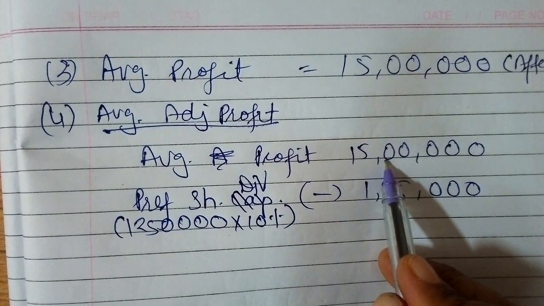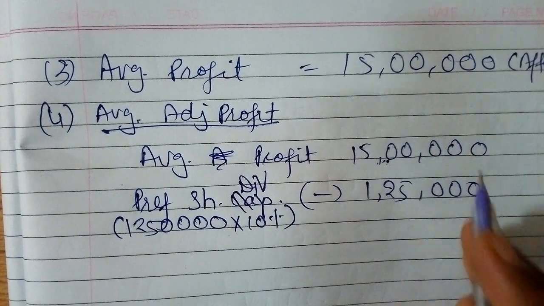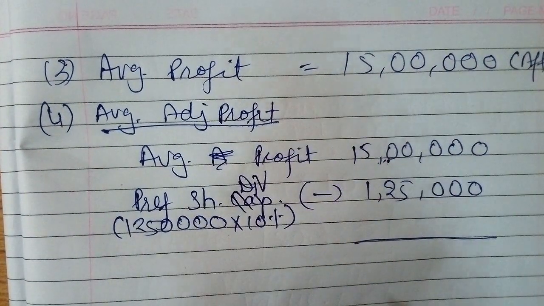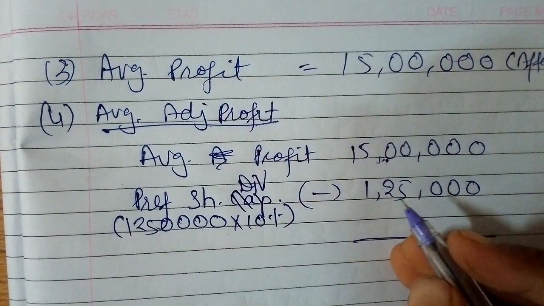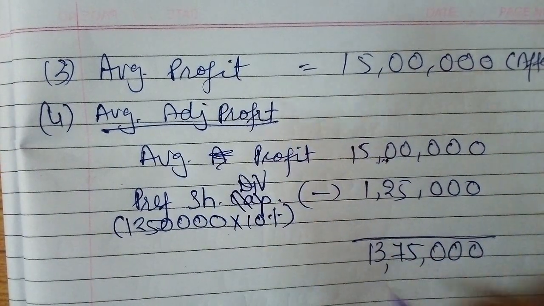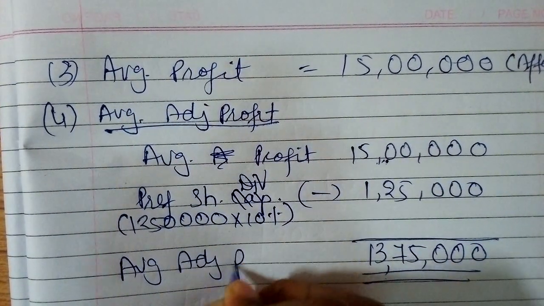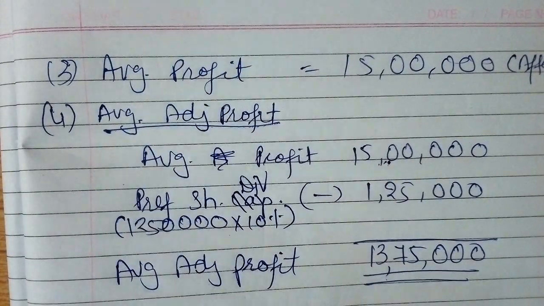Plus second thing, there is no non-trading investment after tax, so there is no need to deduct the interest of the same as well. So directly from this we need to deduct preference share dividend. So the answer will be 13,75,000. So this is my average adjusted profit.